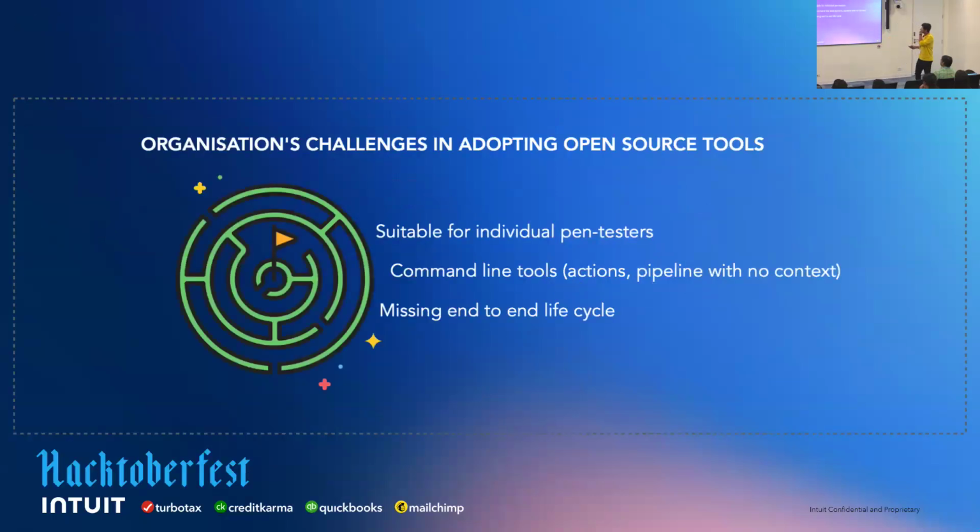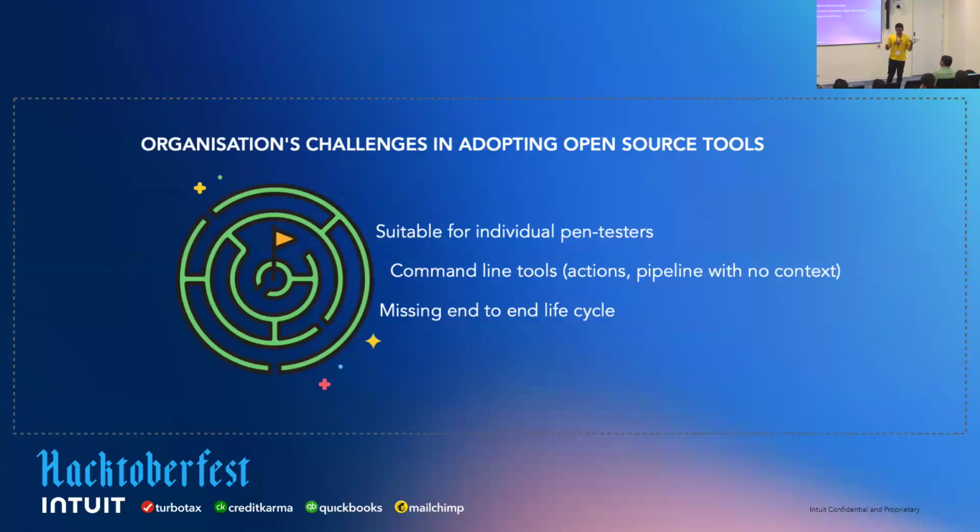Now we know what all to look for in the organization's security posture. Then we saw there are many tools available for it, but what's the organization's adaptability to it? Will the organization accept it? Because many of the tools, if you see, are catered towards individual pen testers. Why individual pen testers? You would say, are there any individual pen testers?